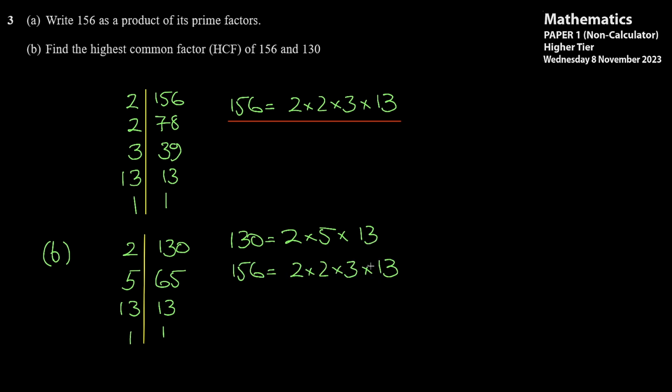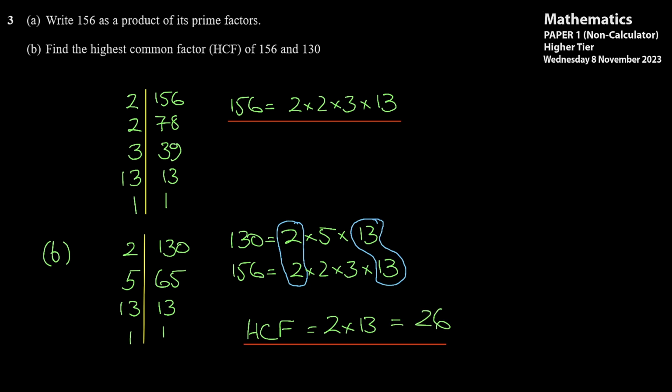There's 156 again. And I'm going to try to form pairs. Now we've got a pair of 2s here, and we've got a pair of 13s. All the other numbers can't pair up, and the HCF is defined as the multiplication of the numbers within those pairs. So the HCF is equal to 2 times 13, which is equal to 26. And that's your answer.